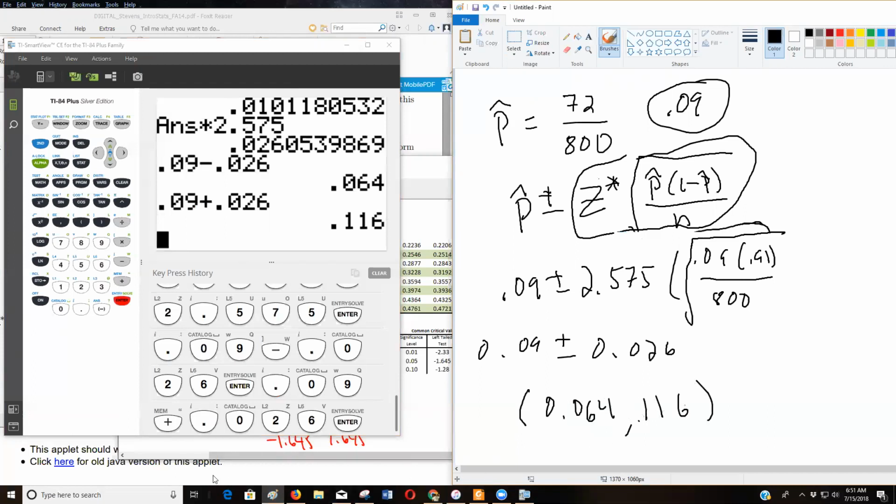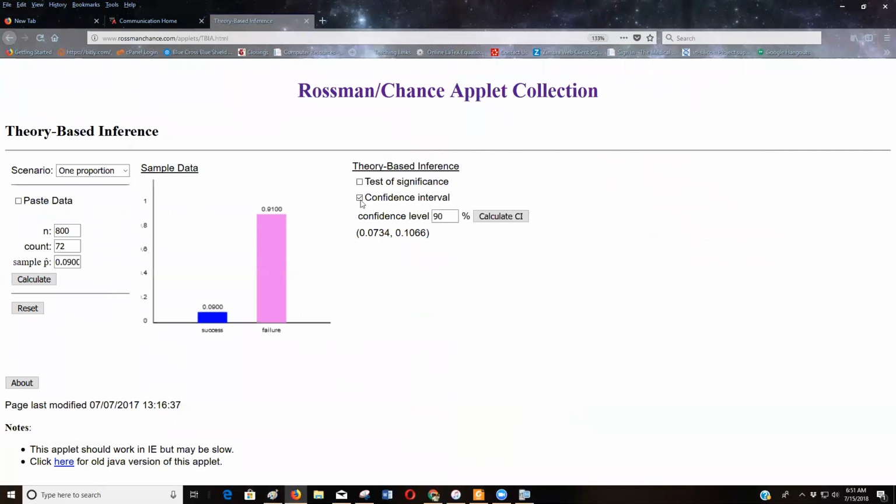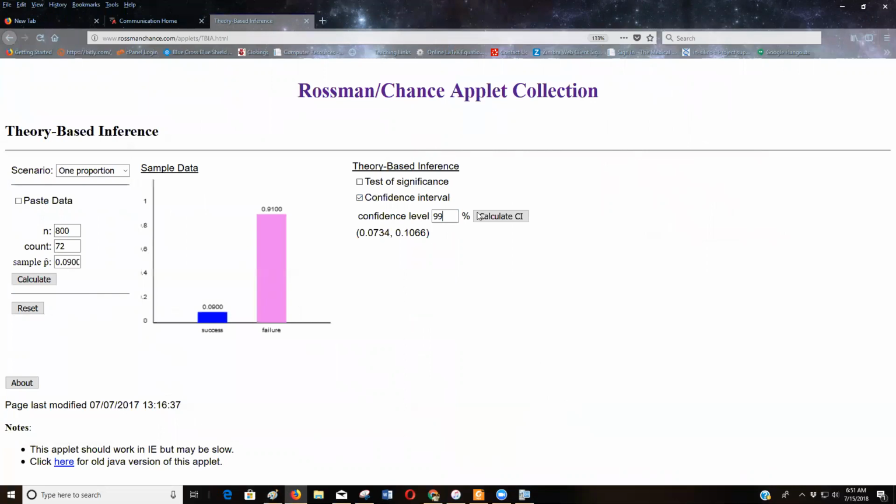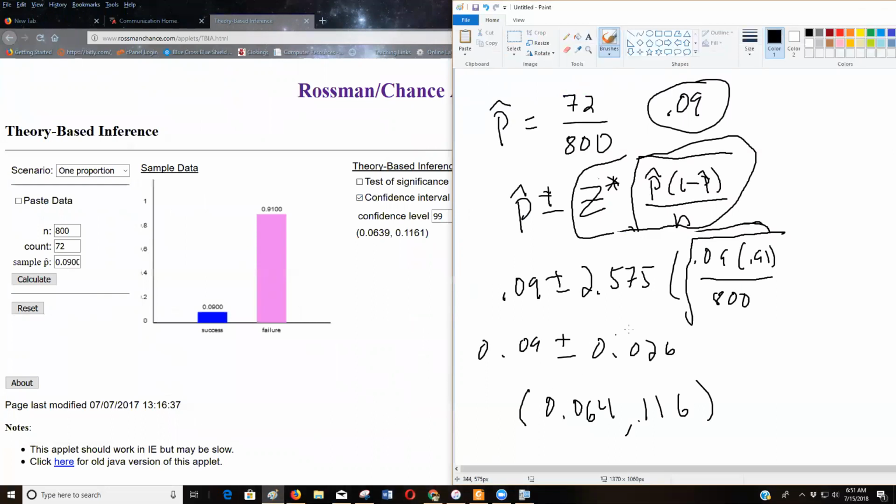Now, if I go use the applet, same deal, except I'm going to change this to be a 99%. Notice that's the same. Isn't that the same numbers as I just calculated? 6.4 and 11.6. Yes. Okay. So I'm hoping you've seen the applet works pretty slick. So that's the first parts of this problem. If you want to stop the video and if that answers your question, I'll also do the next couple parts that ask us for the sample size.